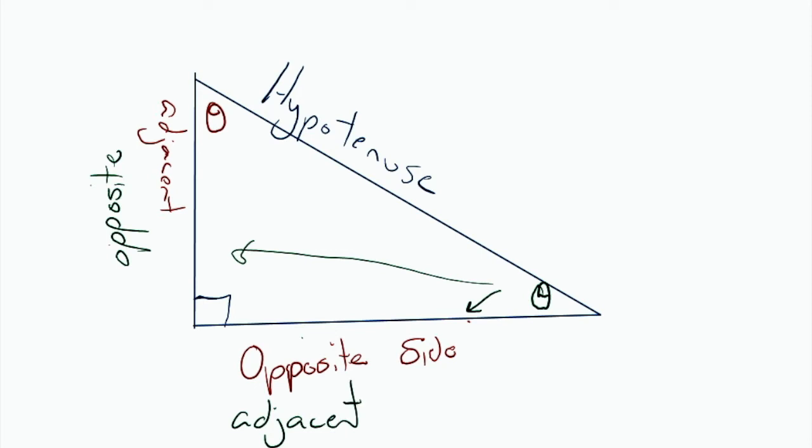So, just overlooking those facts, the hypotenuse will always be the side opposite the right angle. The adjacent and opposite sides depend on the angle that you're dealing with. In the case of the red angle, this is our opposite and this is our adjacent. In terms of our green angle, this is the opposite and this is the adjacent.